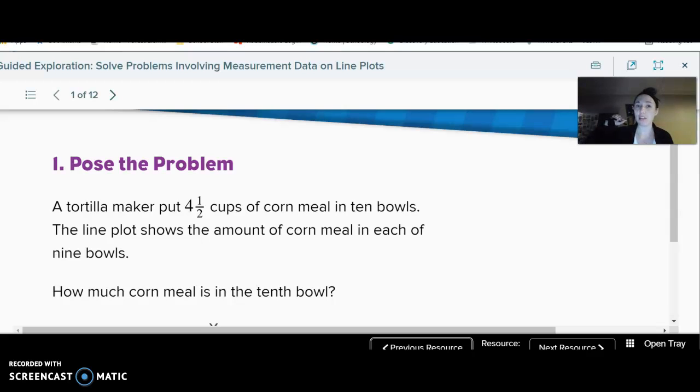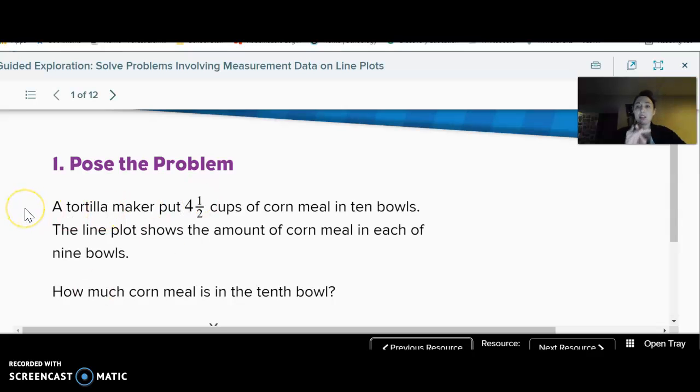All right, 12.5, here we go. Solve problems involving measurement data on a line plot. So we're doing more with line plots, just some different problem solving, interpreting those line plots, figuring out what they're saying, etc. So hopefully by the end, you'll be able to say, I can solve problems using data in a line plot and perform operations on the data.